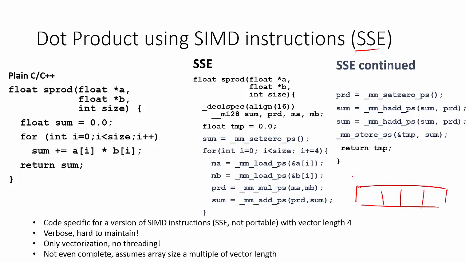So they are 128 bits large. So you can make room for 4 single precision floating point variables, and you can do arithmetic on these 4 values with one instruction. The code here in the middle, or to the right on the slide, is the same code as the plain C++ code here, but with the intrinsics for using SSE instructions in an Intel processor.